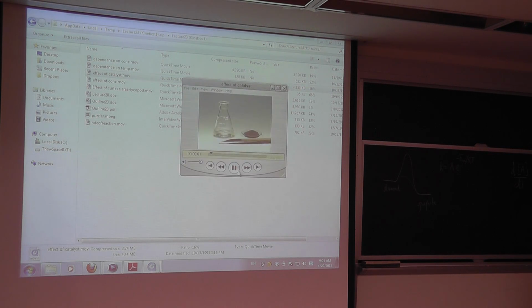Hydrogen peroxide in water decomposes slowly at room temperature. In the presence of manganese dioxide, however, the decomposition occurs much more rapidly. The reaction produces oxygen and water.